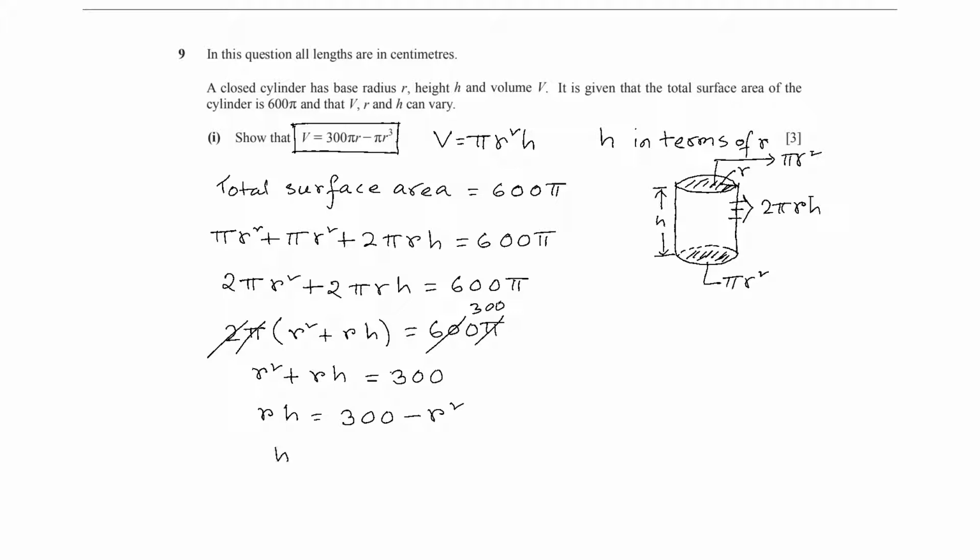Now let's divide this equation by r. So finally we can write h is equal to 300 divided by r minus r. So we have represented h in terms of r.